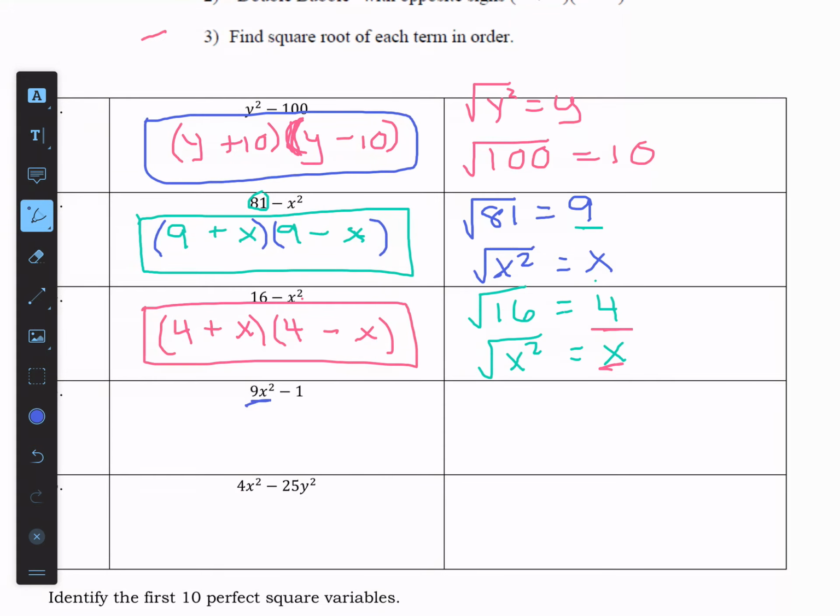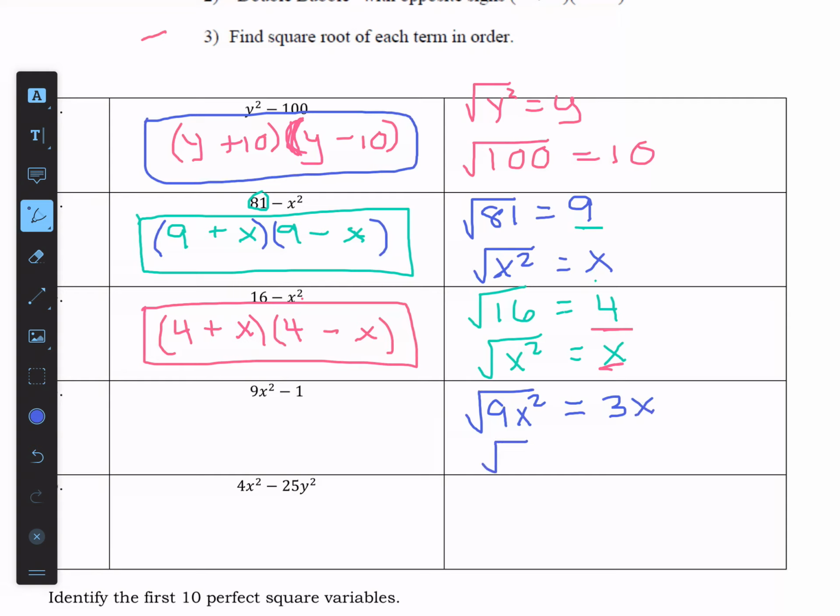Okay, the next one. So now this one looks a little different because now we have 9x squared minus 1. So now you have a number and a variable together in one piece, okay? But if you notice, 9 and x squared are both perfect squares. So if I mush them together like that, it still is a perfect square. So let me show you what I mean by that.